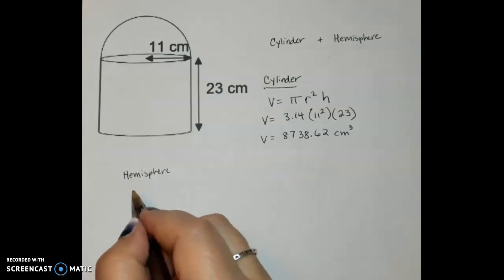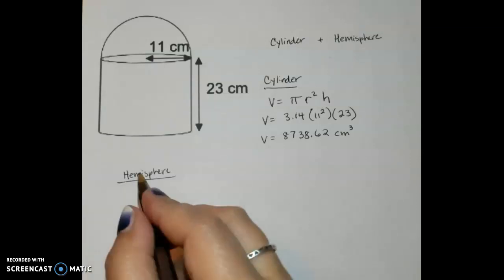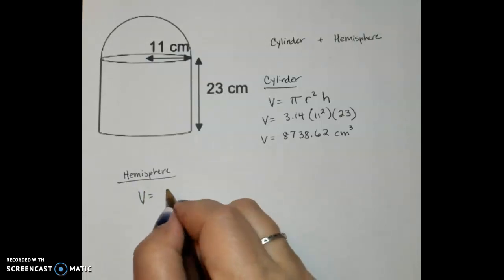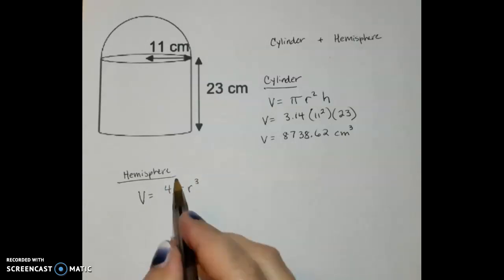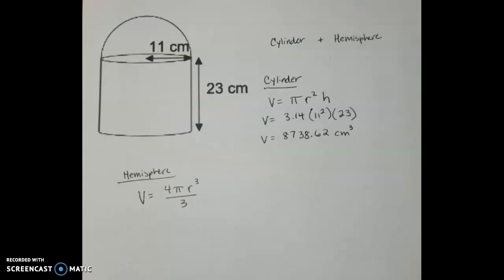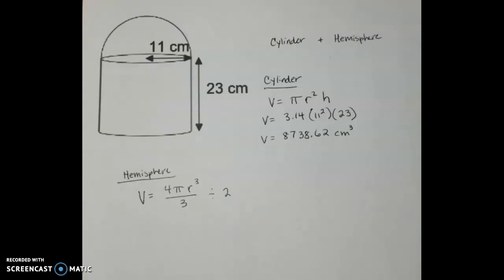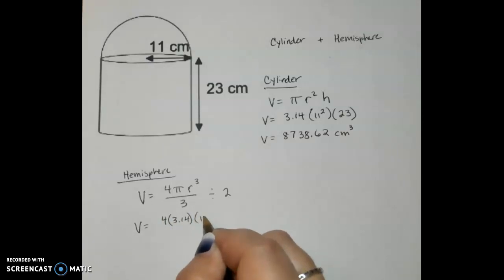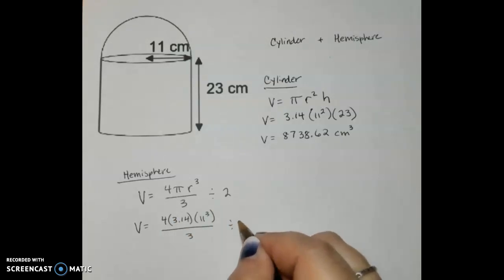Okay, let's move on to the hemisphere. Now, in order to find the volume of a hemisphere, we're simply going to find the volume of the sphere as if it were a whole sphere, and then just take our volume and divide it by 2. So our formula for volume of a sphere is 4 times pi times radius cubed, don't forget that cubed, not squared, divided by 3. And then because this is going to be half of a sphere, we're going to take our total volume there and divide by 2. All right, let's go ahead and substitute in our values. We've got 4 times 3.14 times 11 cubed, all divided by 3. And then when we're done, we'll divide by 2.